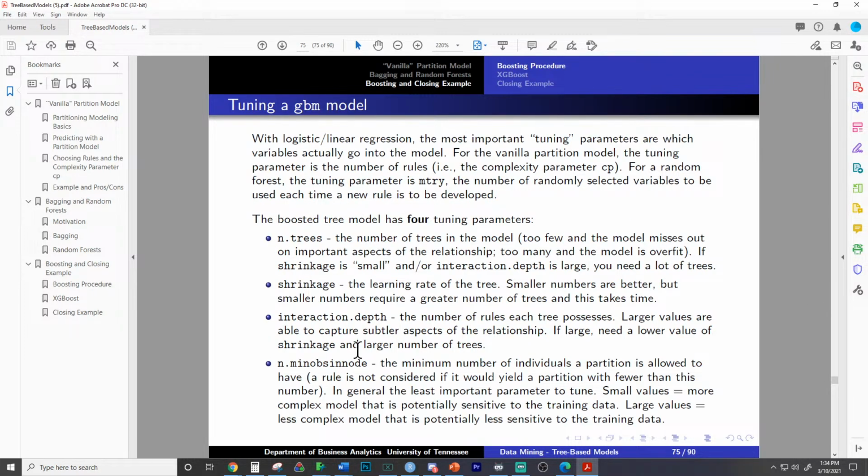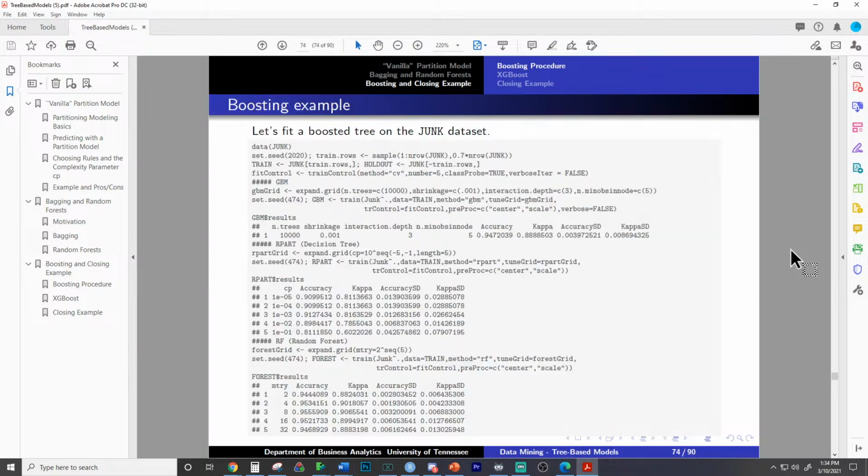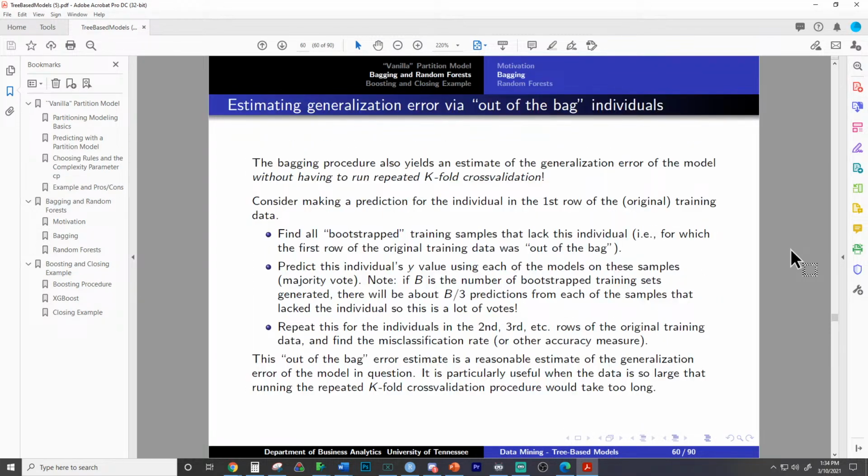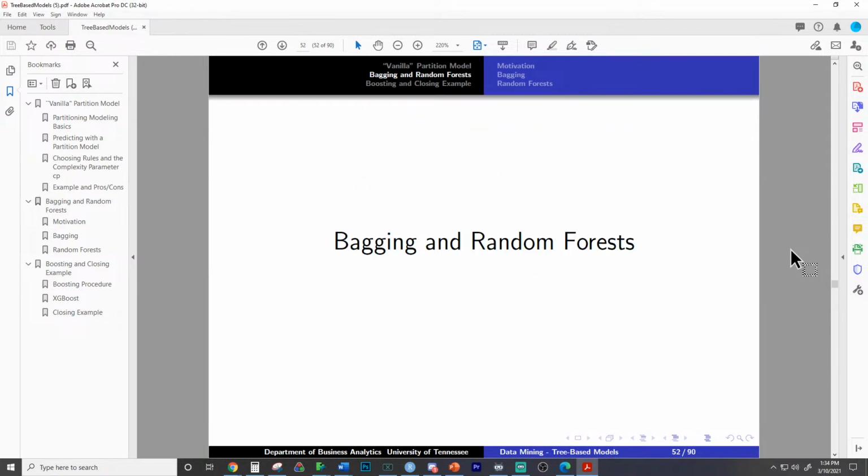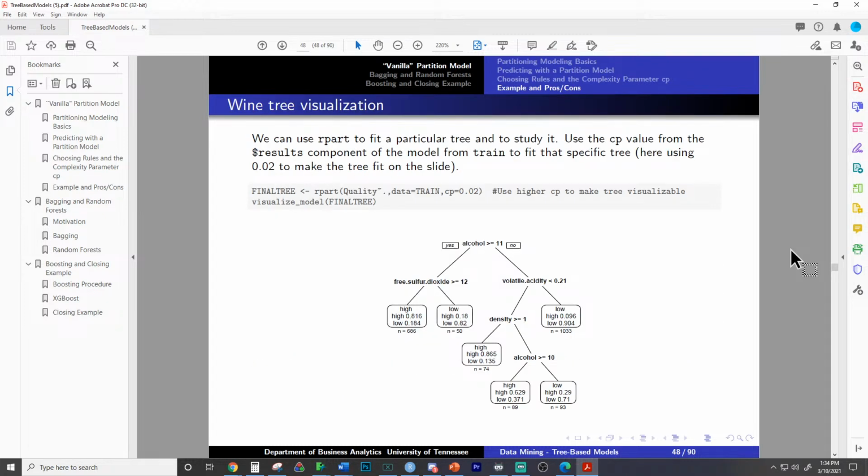Here are the parameters: the number of trees, the interaction depth, which is basically how big we grow the trees, and the minimum number of observations in a node. When we get to a node, which is the bottom of the tree, how many observations do we allow as the minimum? This is a lot of the parameters Jump was letting me control. This is the min observations per node down here, but this is just a tree right here. So a lot of really cool topics in this.